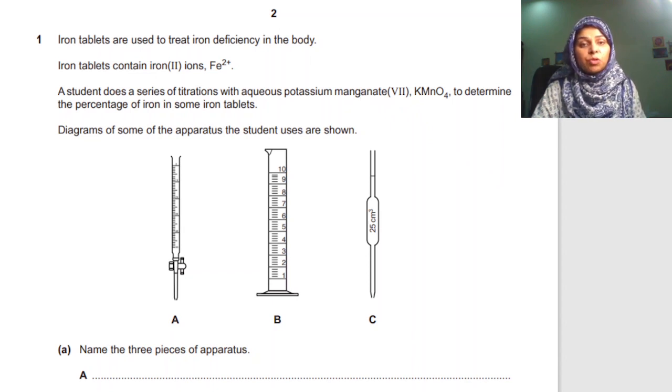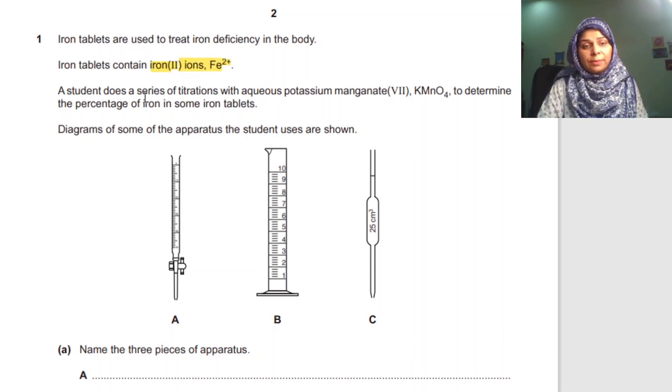Tablets are used to treat iron deficiency in the body. Everybody knows that for iron deficiency in the body we use iron tablets. So iron tablets contain iron 2 ions. This is the point actually, that iron tablets contain iron 2 ions. A student does a series of titrations with aqueous potassium manganate. This is an oxidizing agent.